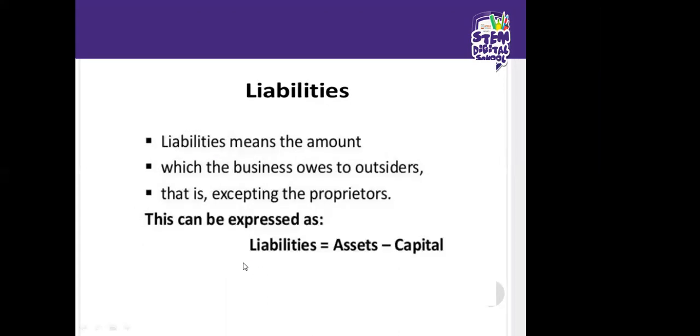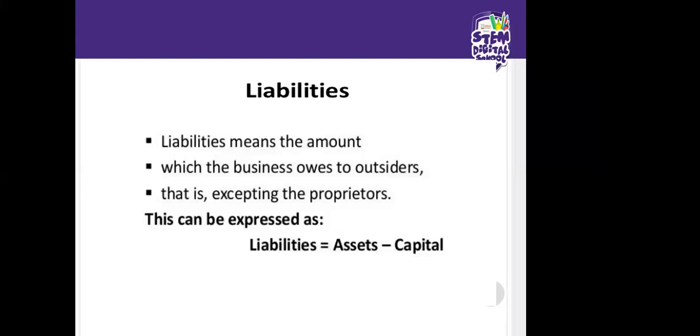Right, getting to liabilities. Liabilities means the amount which the business owes to outsiders. Remember what I've said? Liabilities is when somebody owes somebody else money. That is excepting the proprietors, and this can be expressed as liabilities equals assets minus capital. And that formula you can actually remember. So how can you calculate the liabilities of a business? You take the total value of the assets minus the capital in the business.